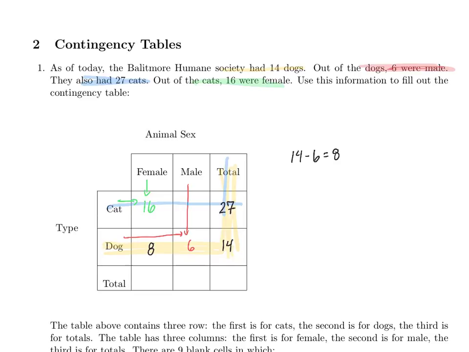Now if there were 16 cats that were female and 27 total, I can take 27 minus 16 to get 11, and that means 11 of my cats were male.